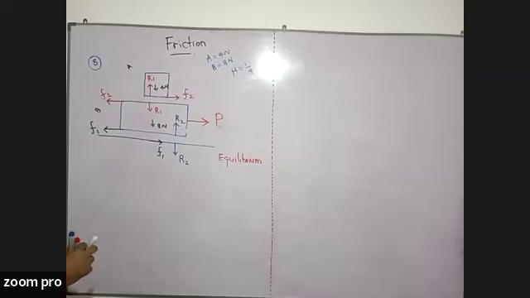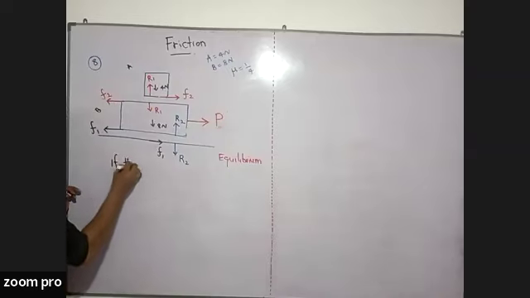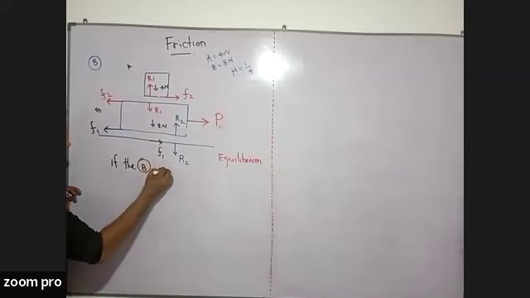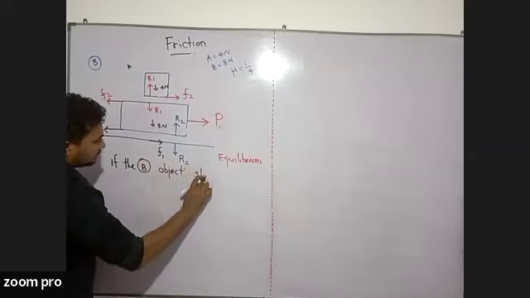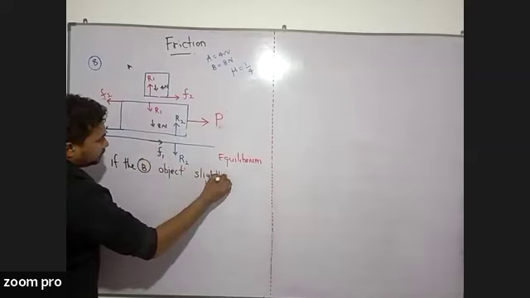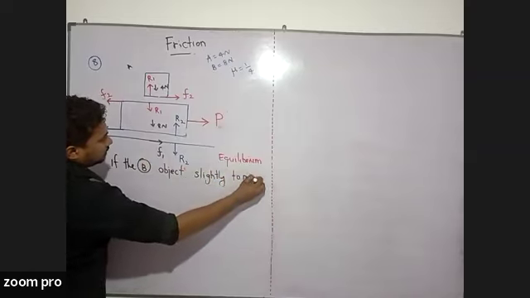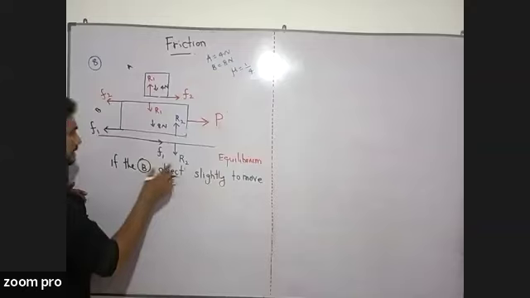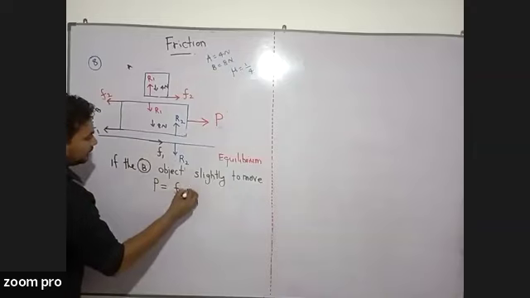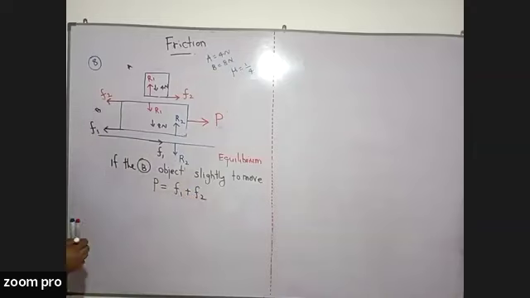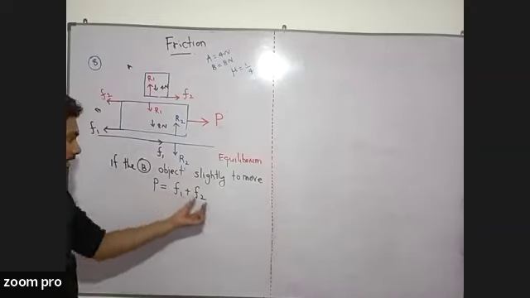So now we have completely marked the forces, right? Then now if the B object is slightly to move, that means P can be equated to F1 plus F2, right? Then in order to obtain the P value, first of all we have to obtain the values for F1 and F2.